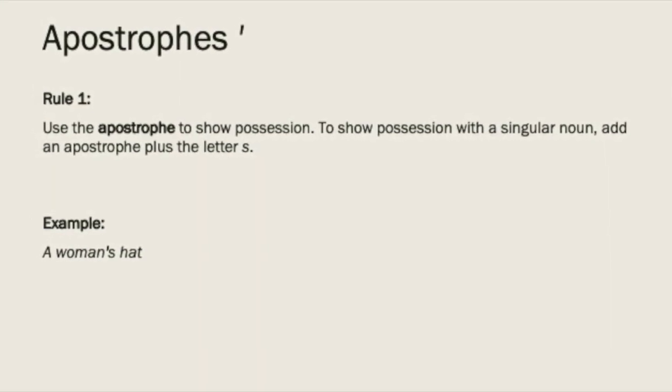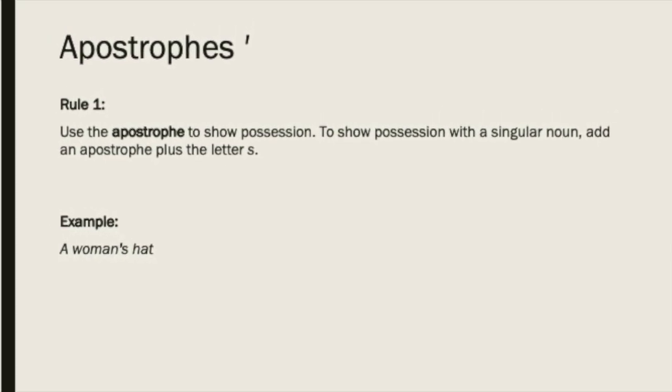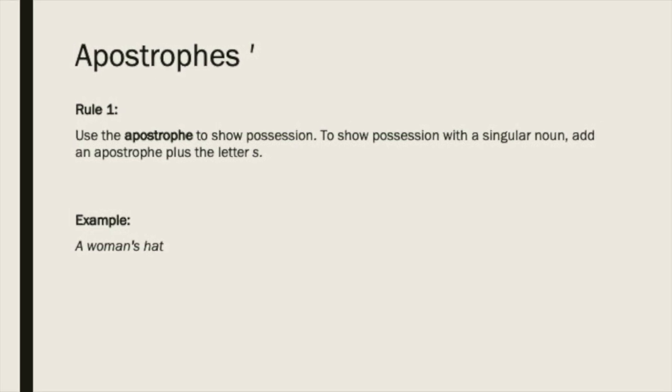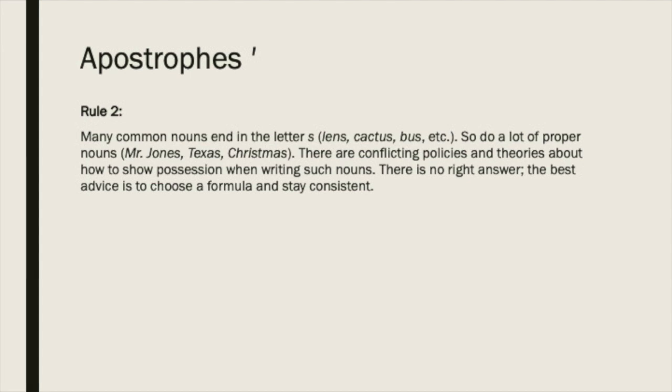Rule 1. Use the apostrophe to show possession. To show possession with a singular noun, add an apostrophe plus the letter S. Example: A woman's hat.